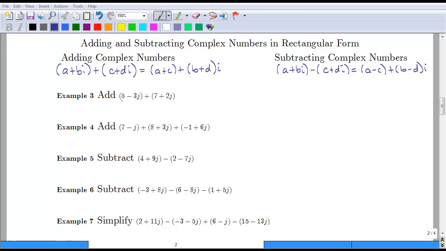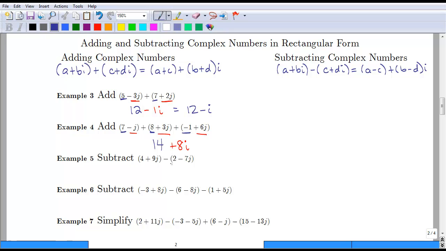Now let's try an example. Again, we want to add our like terms, our real parts here. 5 and 7 would give us 12, and then negative 3i plus 2i would give us negative 1i. Or we can simply write this as 12 minus i. If we have multiple terms here, again, we just combine the like ones. 7 plus 8 is 15, plus negative 1 is 14. And negative 1 plus 3 would be 2, 2 plus 6 would be 8i.